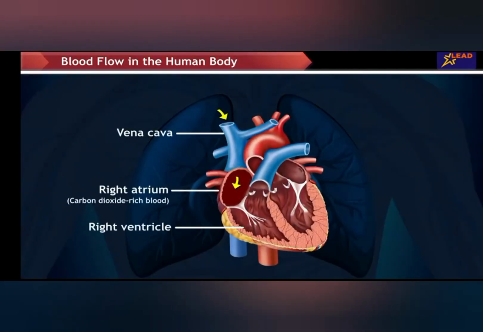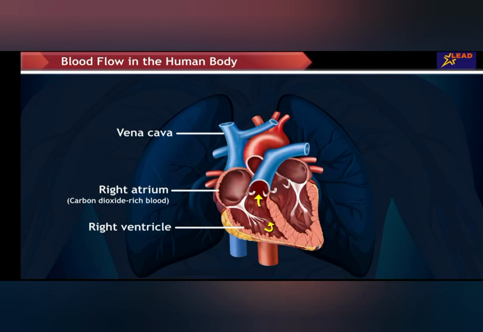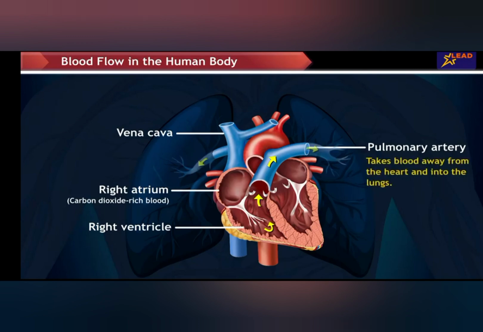The blood flows into the right ventricle from the right atrium and through a valve. When the right ventricle is full, the valve shuts, preventing the backflow of blood. The right ventricle contracts and pumps the blood into the pulmonary artery. The word pulmonary means related to lungs. The pulmonary artery takes blood away from the heart and into the lungs.